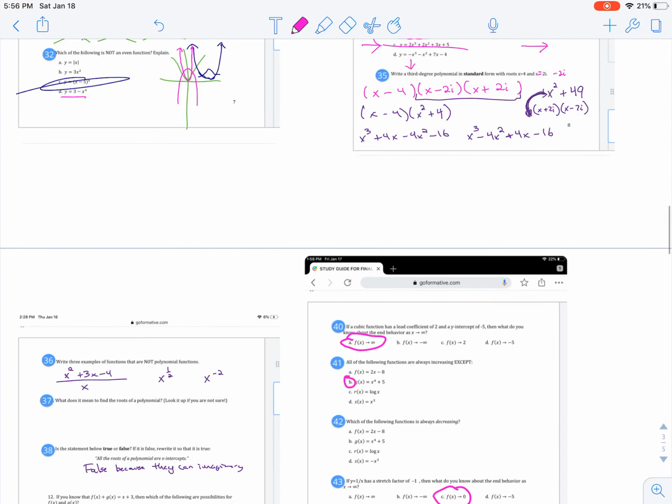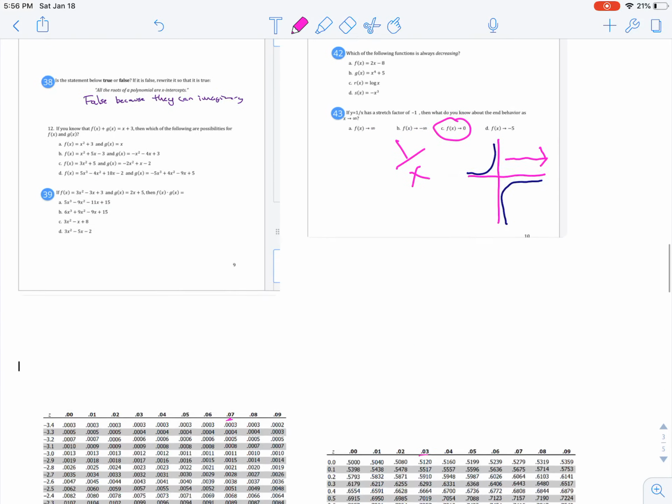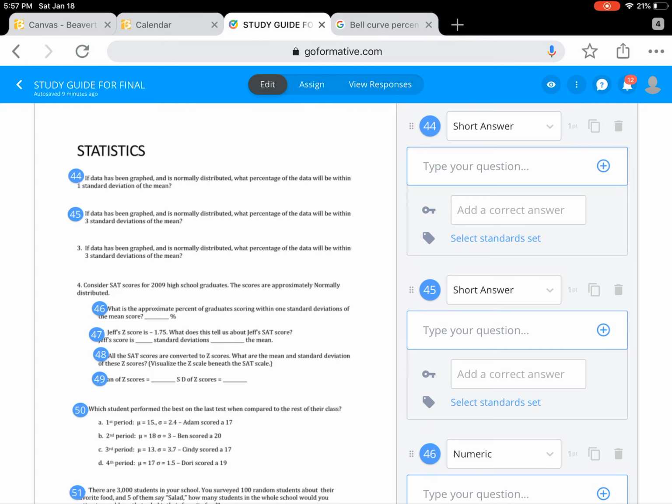And let's see how much I have left of this test. Is that really it? I think we may actually finally be done. Let me just confirm that by looking back here. Yes, we are there.